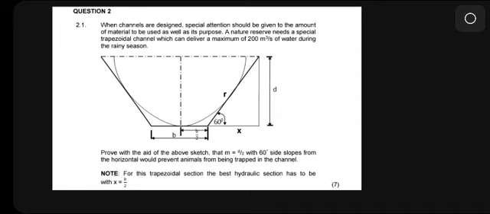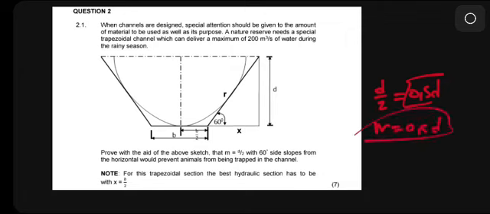They say prove, with the height of the channel that we have been given, that M is equal to D over 2 with 60. D over 2 is the same as 0.5D. We have to prove M, that is 0.5D. With 60 degrees side slope from the horizontal, this will prevent animals from being trapped in the channel.